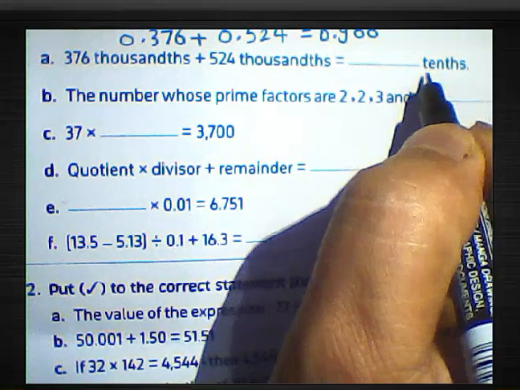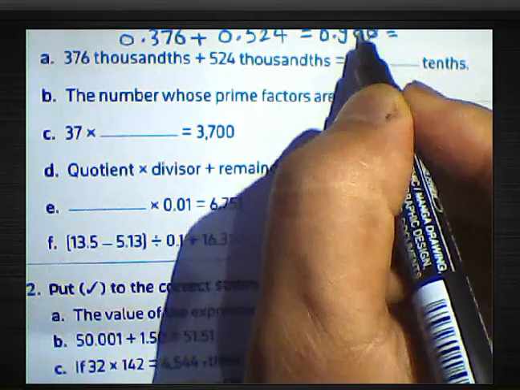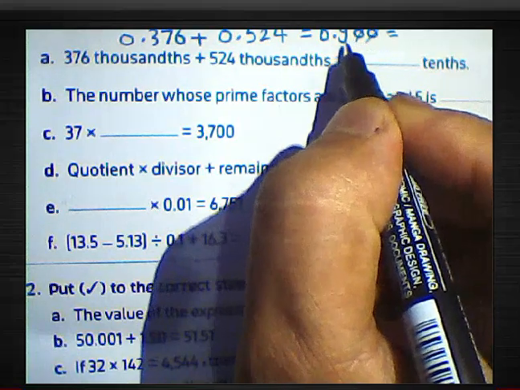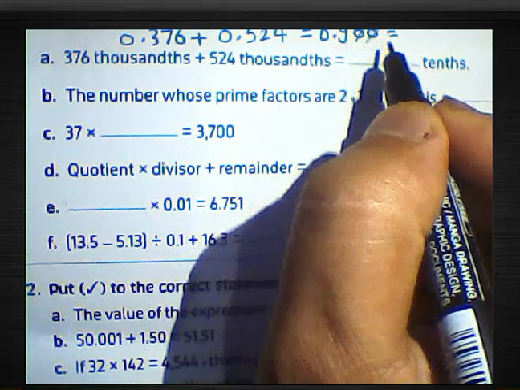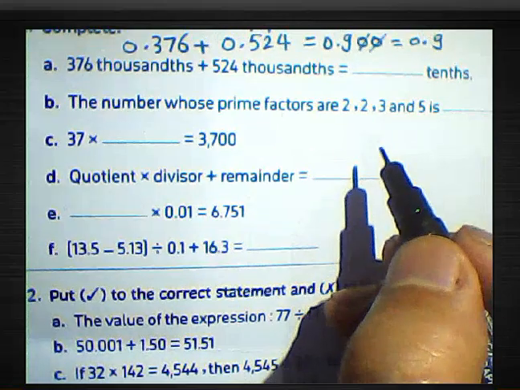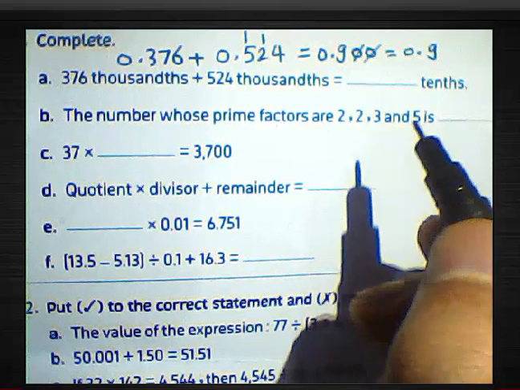He asked about tenths. We can cancel the zeros here because with the two zeros behind the 9 we can't find the result in tenths, okay? So it will be 0.9. It means the result will be 9/10.